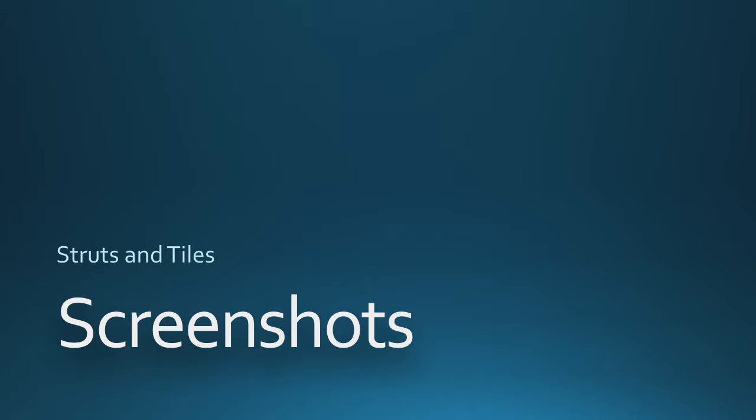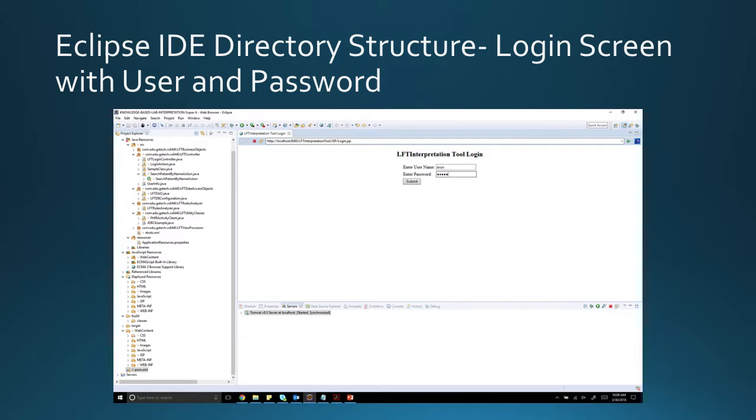We have two sets of screenshots, which I'll explain later. This first set shows the pages built using Struts and Tiles. What you see here is our login screen. If you look to the left of the image, you'll see the directory structure that contains the Java Struts and Tiles code that builds that page.